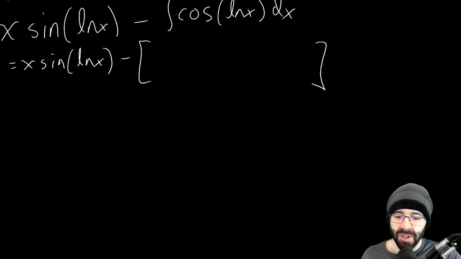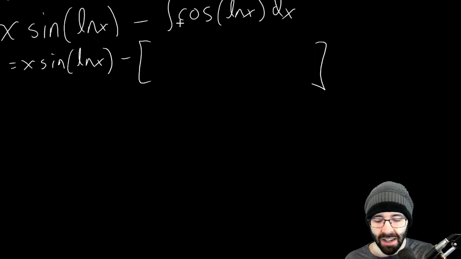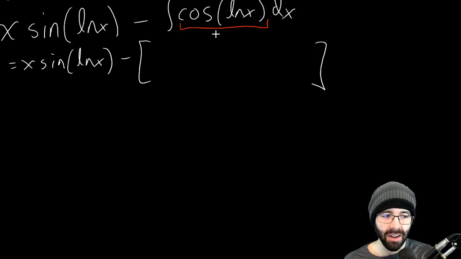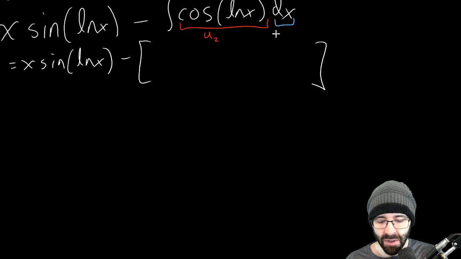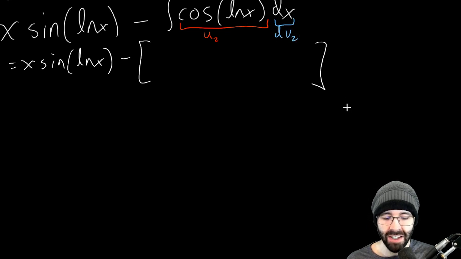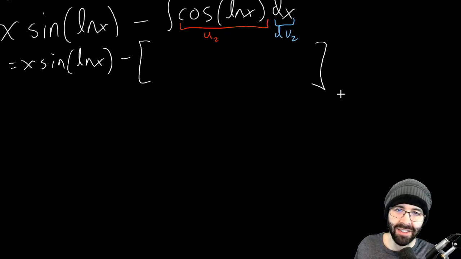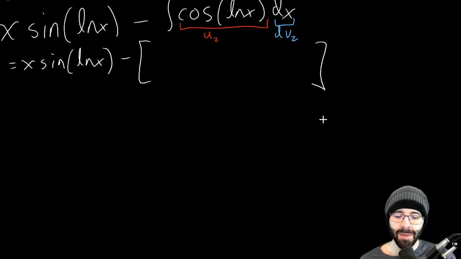Now we need to choose a u and a dv. Well, just like before, we can't integrate this, so let's let this be our u, or our w, if you will. I'm just going to call it u2. Why not? And then our dv, our dv2. I don't want to call it w or something else, but it's not the same u as before.